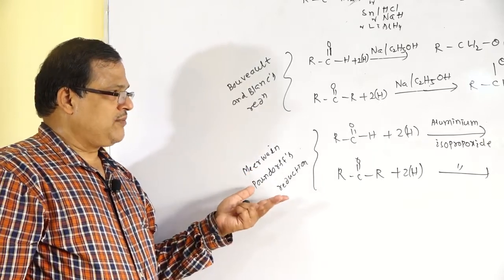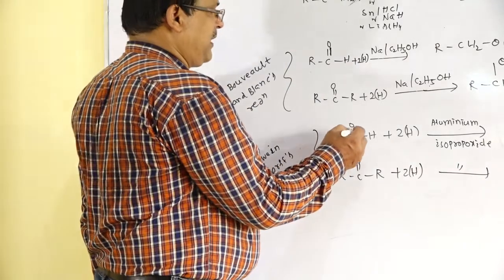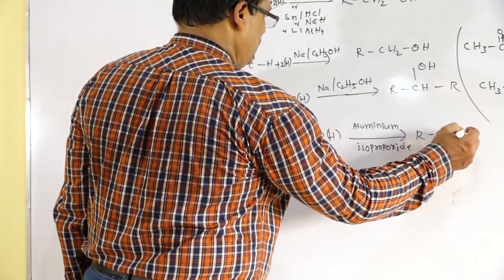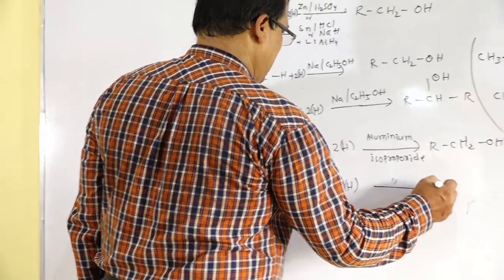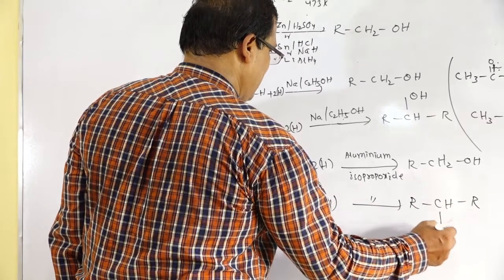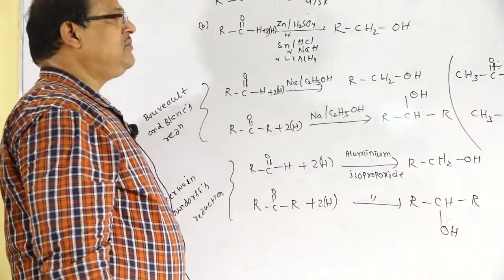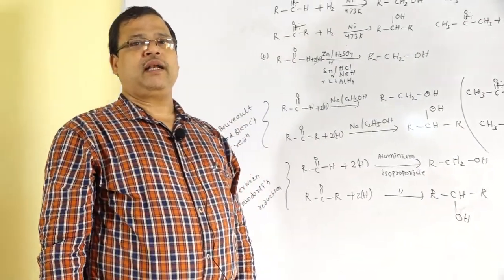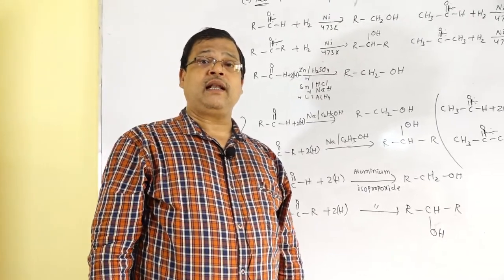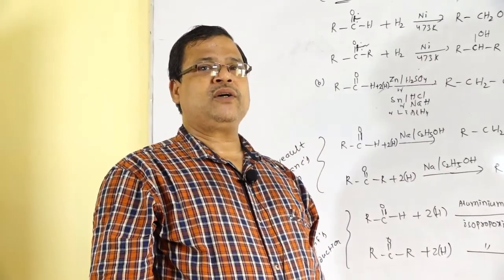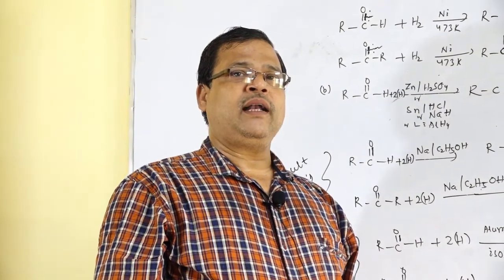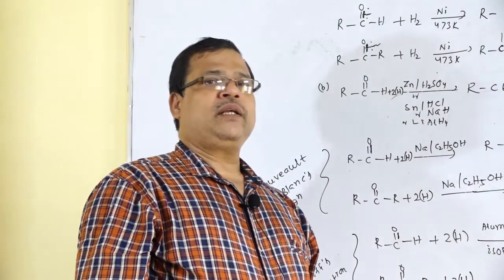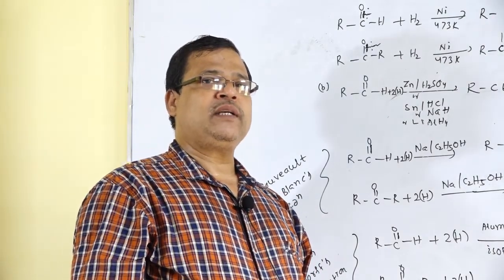So in this case also the same type of thing takes place: the pi bond will break by the addition of hydrogen, and there is the formation of RCH2OH, and in the second case RCH, that is OH. So if we take the examples of reduction, that is preparation of alcohols from aldehydes and ketones, reduction of aldehydes and ketones gives rise to alcohols. So aldehydes will give primary alcohols and ketones will give secondary alcohols.